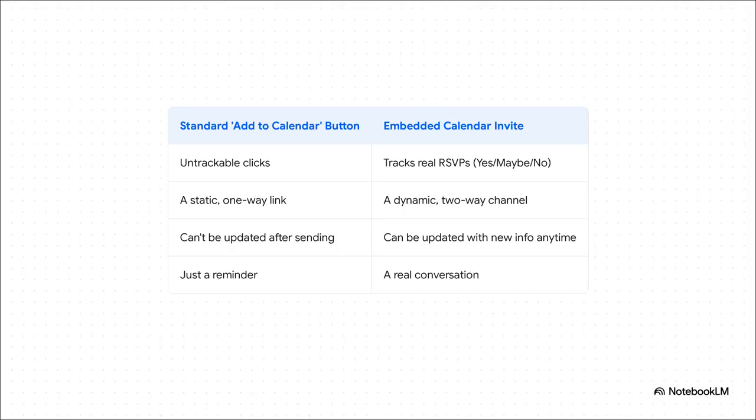So here's the big shift we're talking about. The old way, that standard add to calendar button, it's just a one-way street. Someone clicks it, and that's it. You don't know who, you can't talk to them again. But the new way with an embedded calendar invite, well, that's a dynamic two-way channel. It tracks real RSVPs. We're talking yes, maybe, or no. It can be updated anytime. It turns a static, dead-end reminder into a living, breathing conversation.